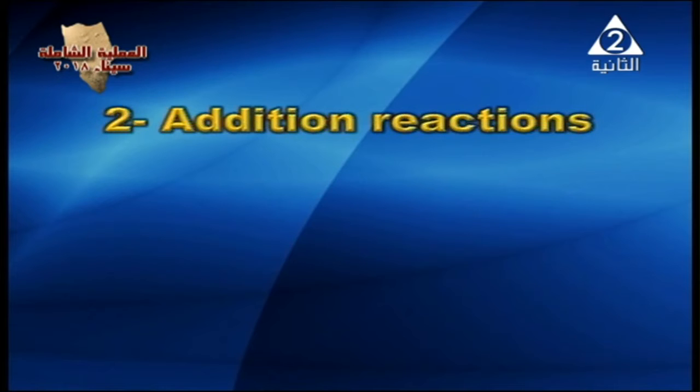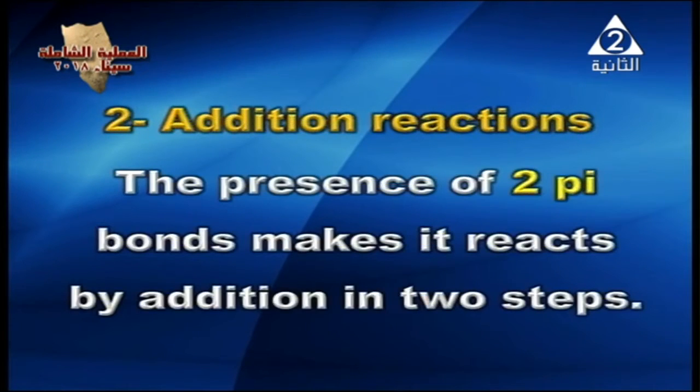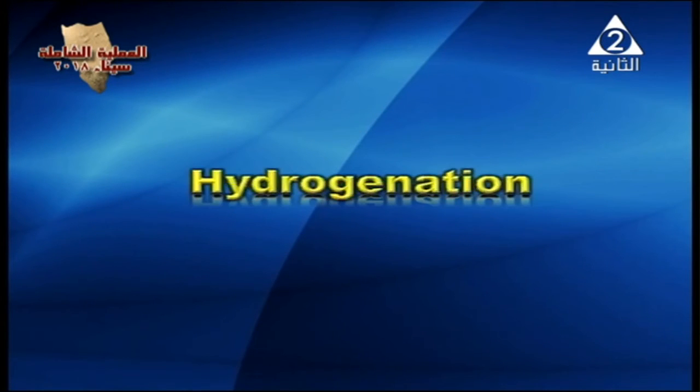Now we are going to discuss the reactions of acetylene. The reaction of acetylene, as with any alkyne or alkene, takes place by addition reaction, where the pi bond is broken. So the presence of 2 pi bonds in acetylene makes it react by addition in 2 steps. The first type of reaction is hydrogenation.